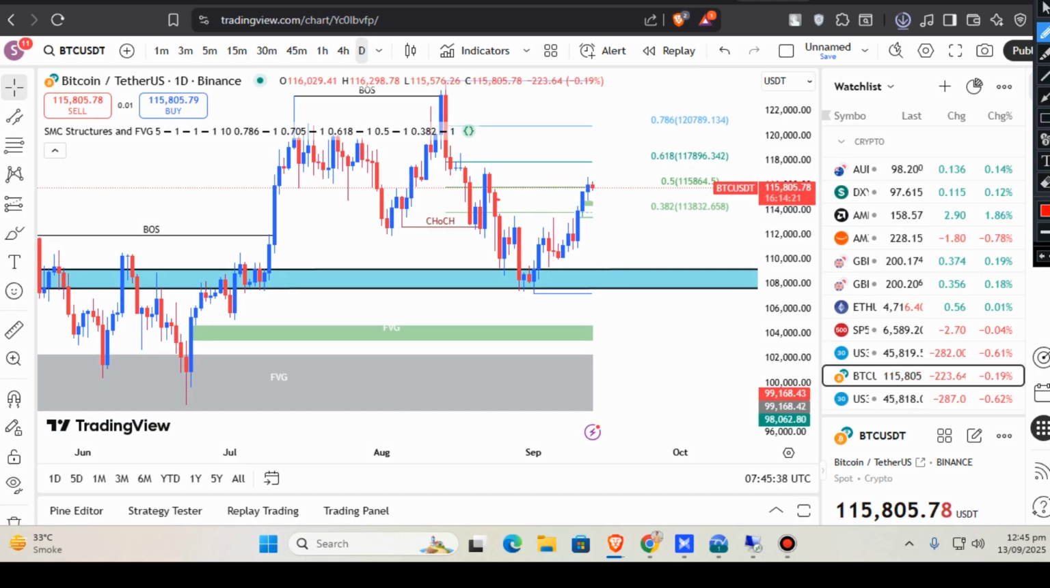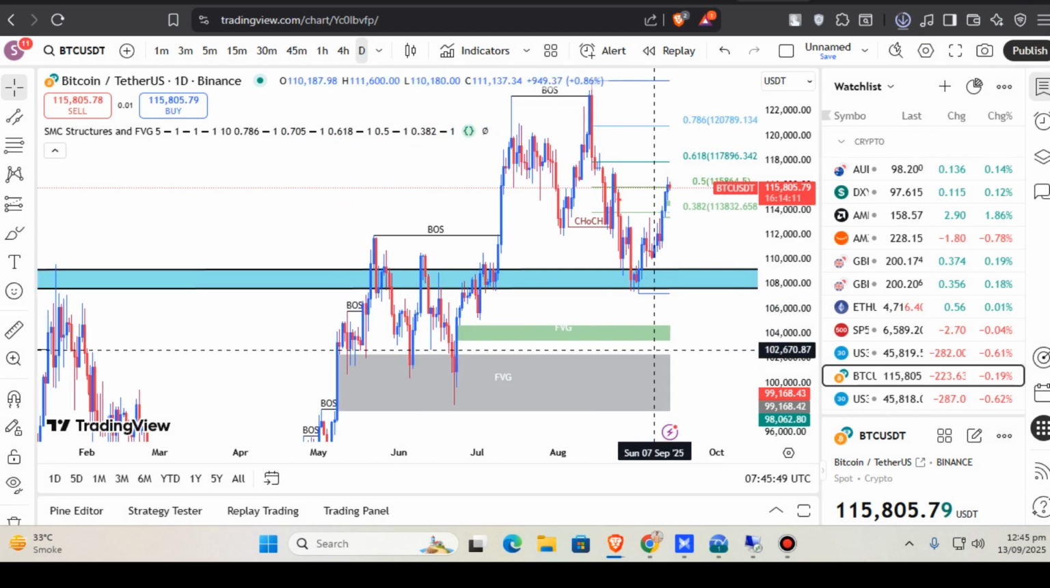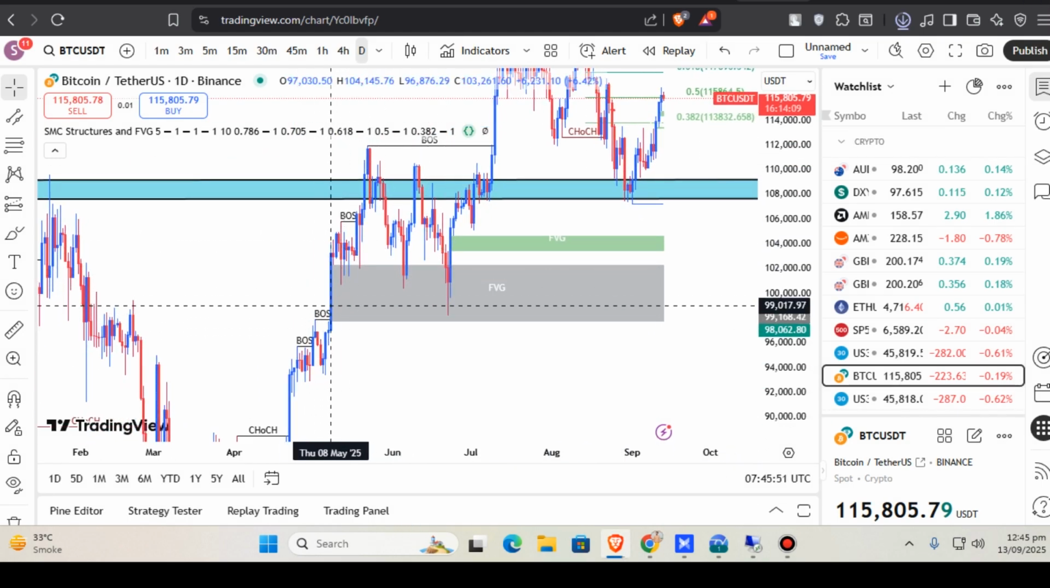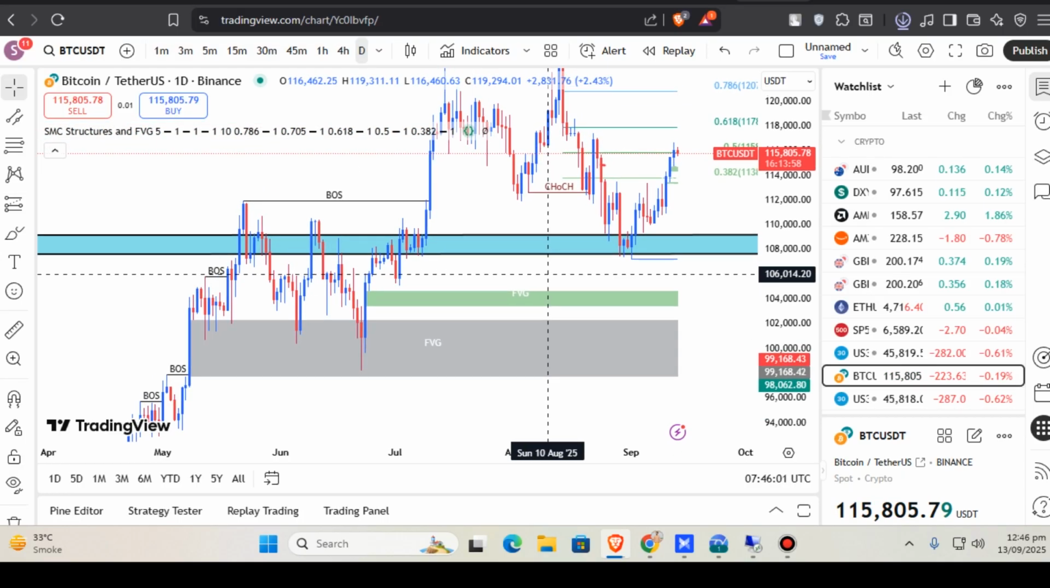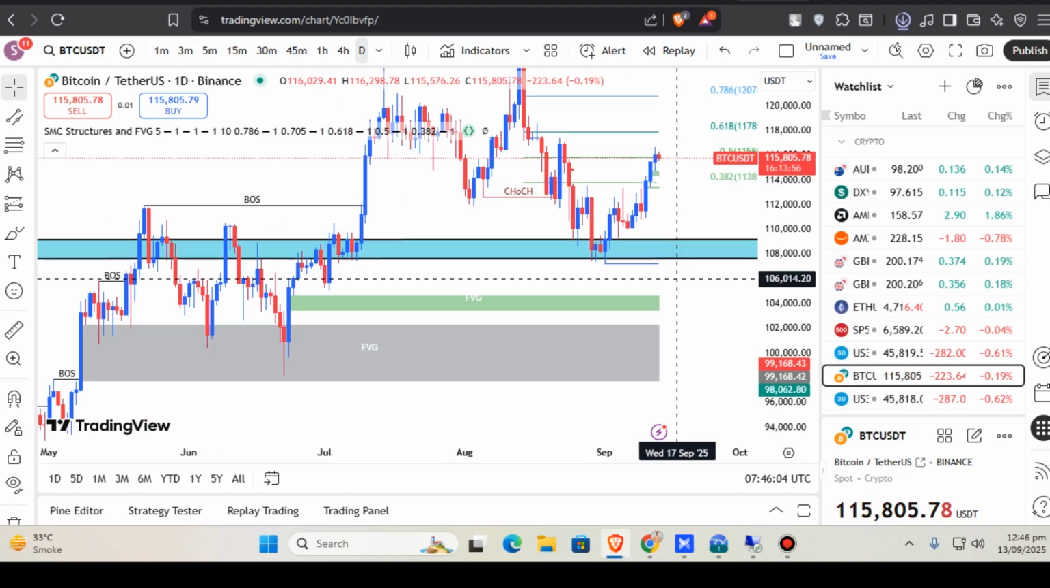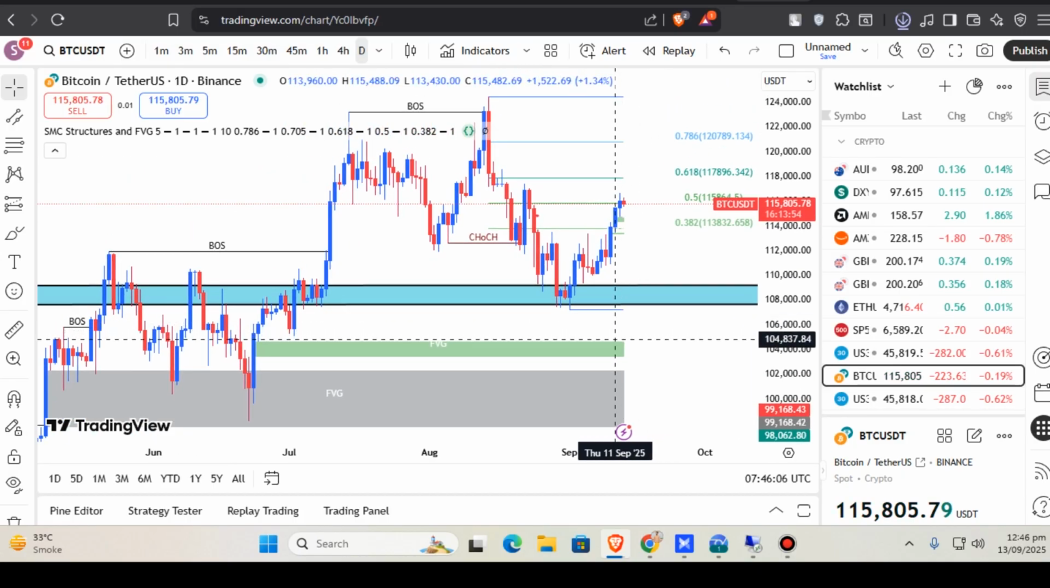And if you see, an important fair value gap is available here, and it's not mitigated yet. Also the previous fair value gap was mitigated perfectly, and now this is the major fair value gap which is available at 103 and 104. So is there any chance the market comes to this level?